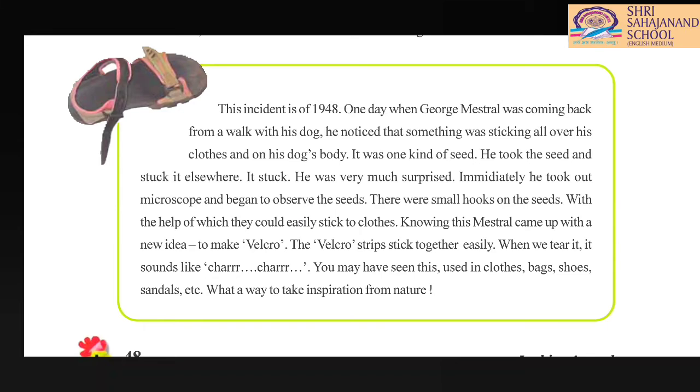Immediately he took out a microscope and began to observe the seed. Oh, interesting. So what did George Mestral do? George Mestral took that seed and put it under the microscope for observation. There were small hooks on the seeds with the help of which they could easily stick to clothes. Okay, so in the seeds there were small hooks, and with the help of those hooks they can stick anywhere. Knowing this, Mestral, that means George Mestral, came up with the new idea to make Velcro. Oh wow! From this he invented Velcro.